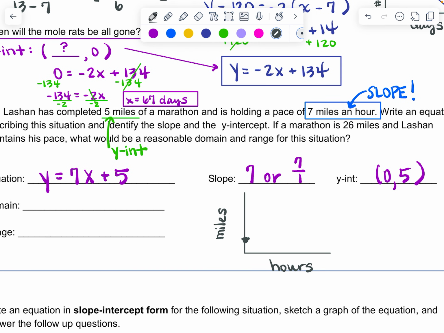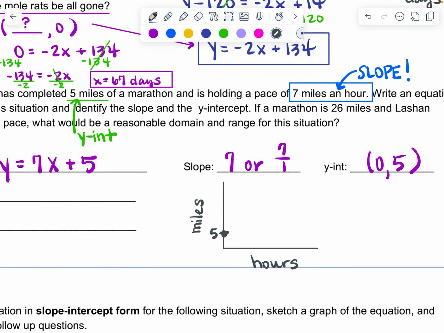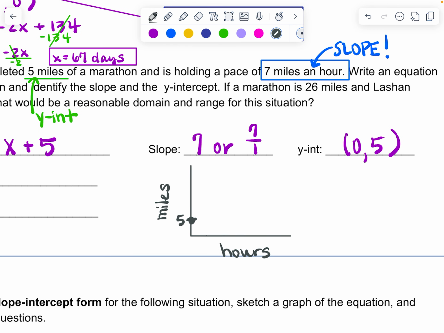All right, so he's already completed 5 miles. So our line representing this situation is starting at 5. And he's running 7 miles an hour. Sorry, excuse me. So after 1 hour, he is 7 miles further along, right? Which means, oh, my graph is not going to be very accurate. You know what? Let me try to make it a little more accurate. Let me move the 5 down a little bit. There we go. I'm going to move the 5 down here.